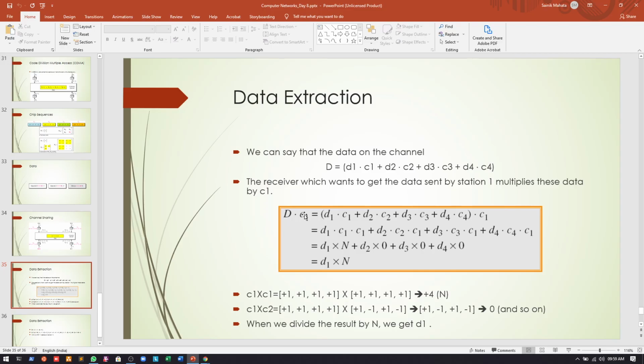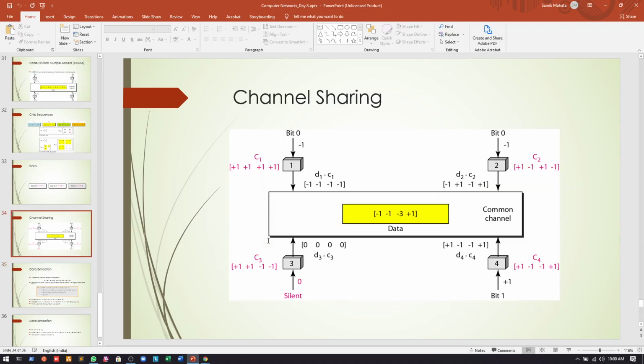Now if I just break this up, you can see that it is what? The actual data, that is d1 into c1 plus d2 into c2 plus d3 into c3 plus d4 into c4, and we are actually multiplying this with c1. Okay. Now again, if you just calculate, which means if the code is plus 1 plus 1 plus 1 and plus 1, if I just multiply this with plus 1 plus 1 plus 1 and plus 1, it will be the same thing, that is plus 1 plus 1 plus 1 and plus 1. Okay. But if I multiply plus 1 plus 1 plus 1 plus 1 with any other code, the result will be all zeros. So you can check that as well.